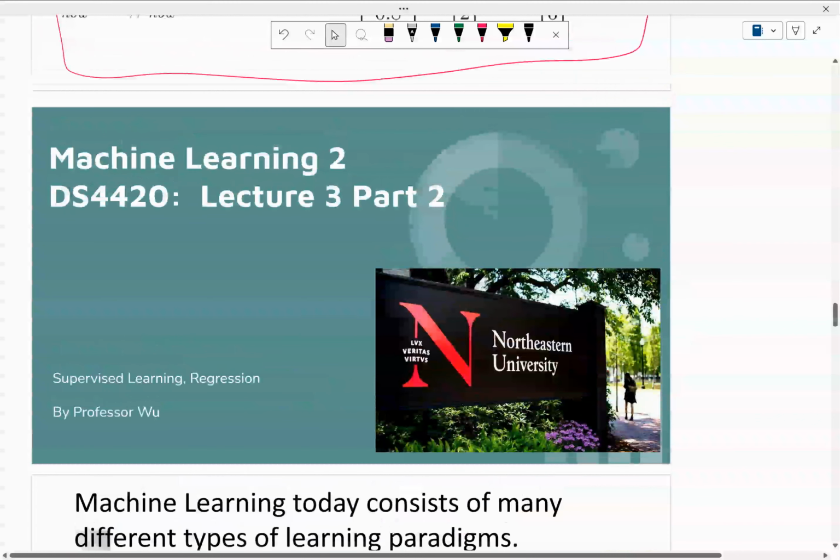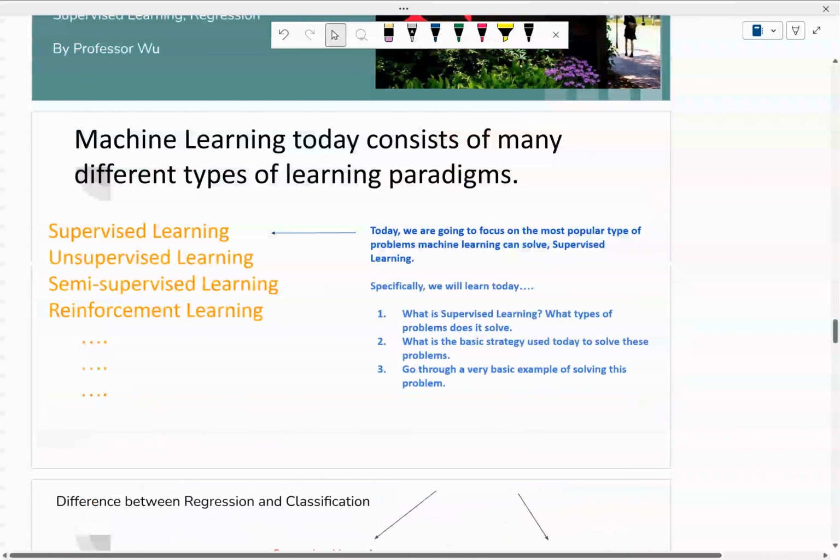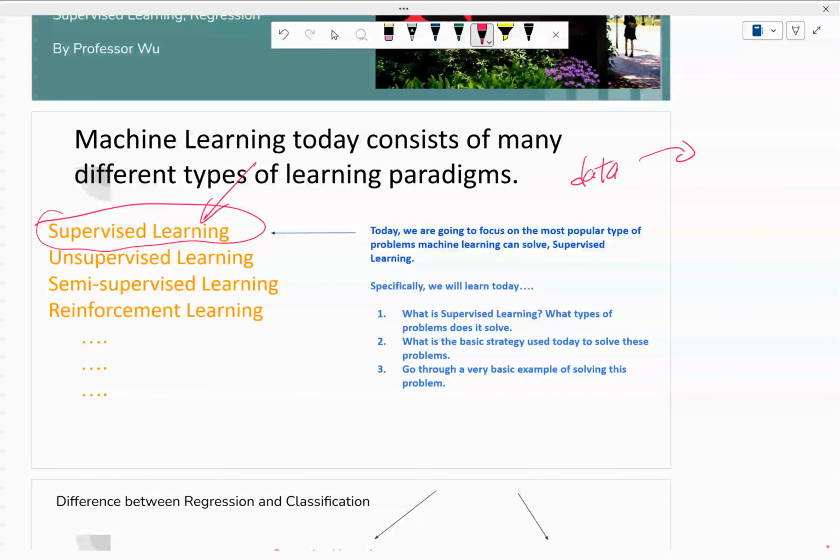Okay, so next part. With machine learning, there are many, many learning paradigms. There are supervised learning, unsupervised learning, semi-supervised, I mean, the list goes on. It's a pretty big list. One of the most common, when you think of machine learning, the first thing you think of tends to be supervised learning. In supervised learning, you have some kind of data, and the data is able to predict some kind of label.